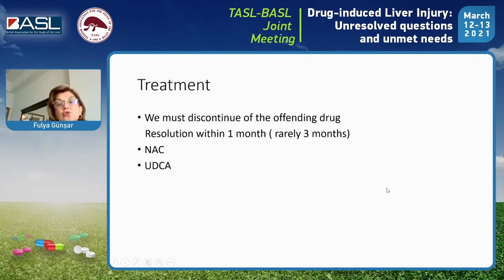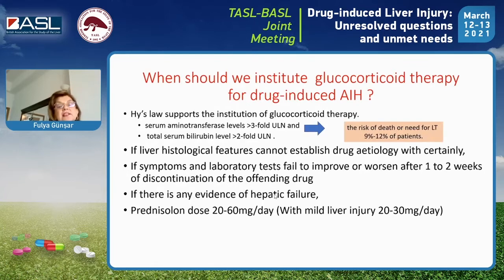We must discontinue the offending drug, and we can wait for resolution within 1 month, rarely 3 months. We can use N-acetylcysteine or ursodeoxycholic acid. The other important question is, why should we institute glucocorticoid therapy for drug-induced autoimmune hepatitis? We can answer it according to HALO.